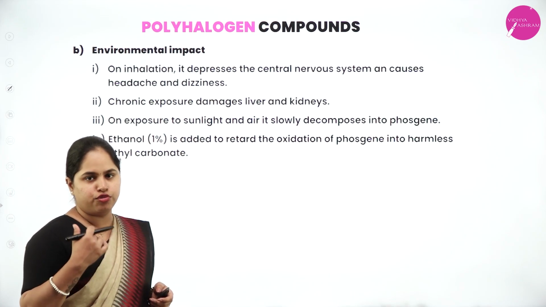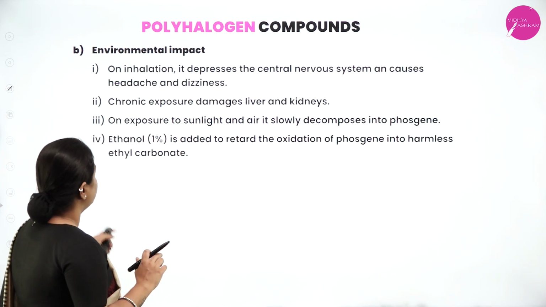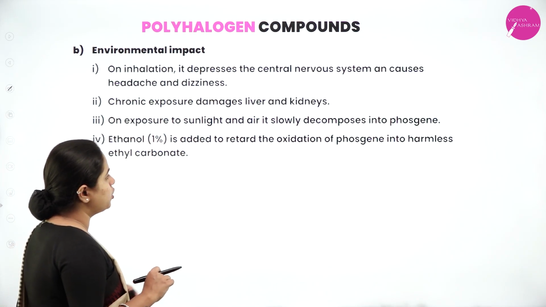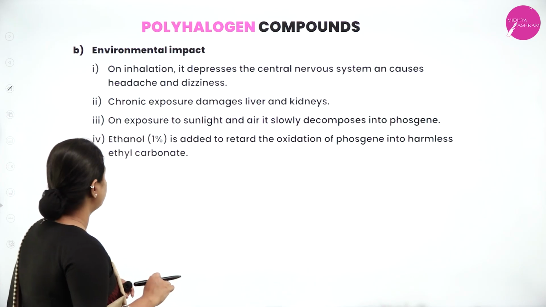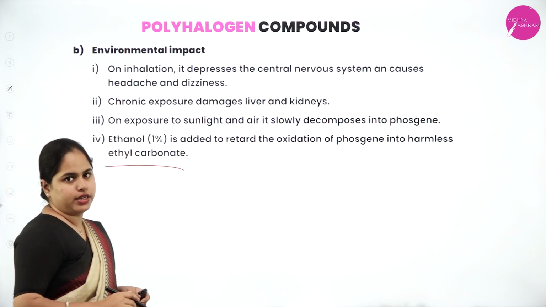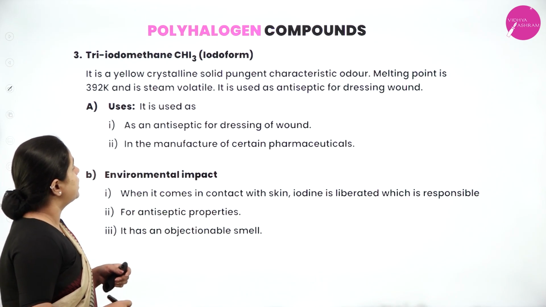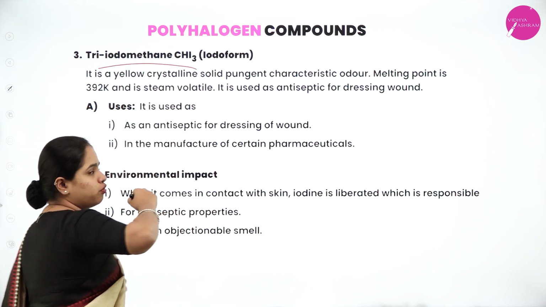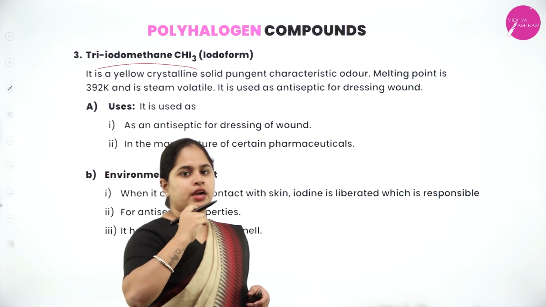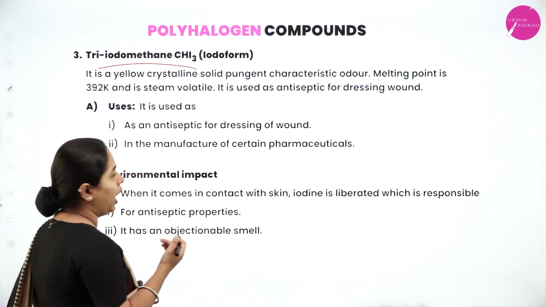That is a harmful effect that we just discussed now. And ethanol 1% is added to retard the oxidation of phosgene into harmless ethyl carbonate. Okay, so the next one is triiodomethane. Chloroform was trichloromethane. Now triiodomethane or iodoform.